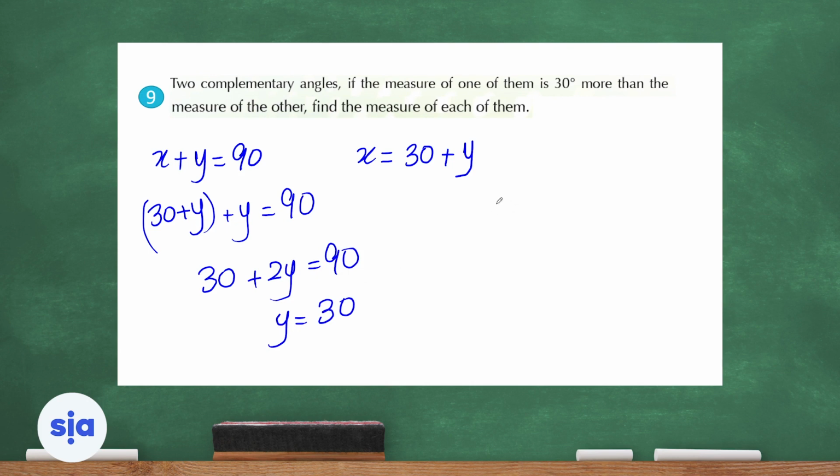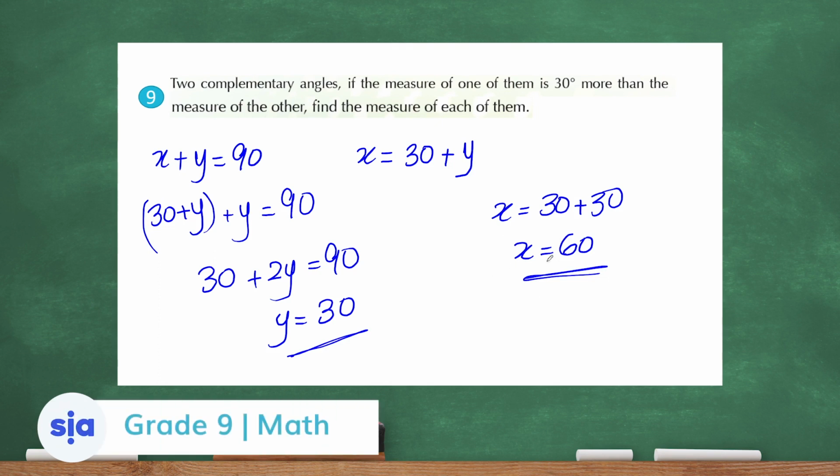y equals 30, how can I find x? x equals 30 plus y, x equals 60. The question here is asking you to find the measure of each of them. One of them is 30, where the other one is 60. Yes, they are complementary, and at the same time, one of them is 30 more than the other one.